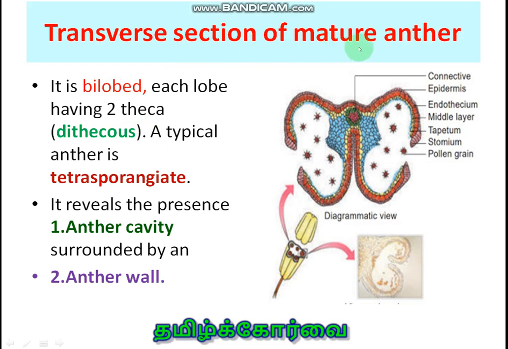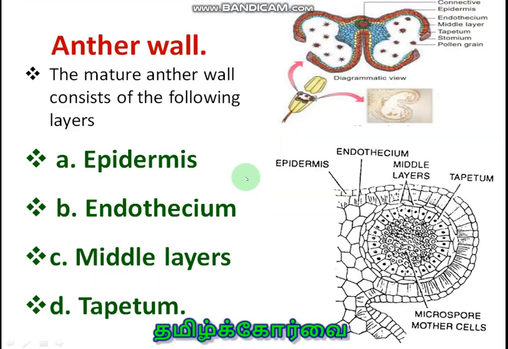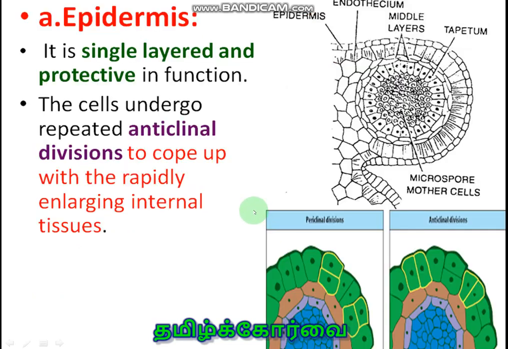Transverse section of mature anther. It consists of two structures: one is the anther cavity and another one is the anther wall. First we are going to discuss about the anther wall. It consists of epidermis, endothecium as the second layer, the middle layer as the third layer, and the fourth layer is tapetum.